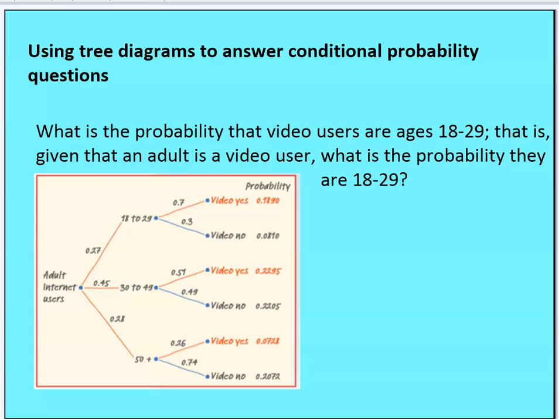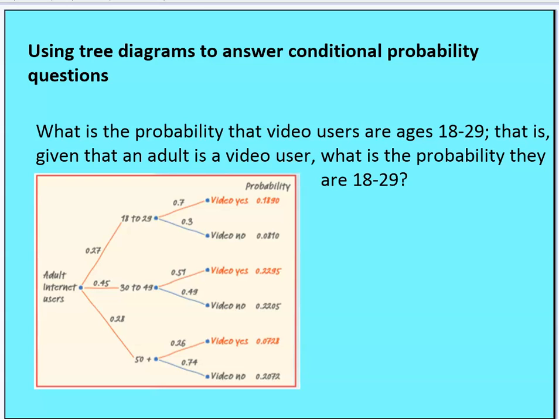Okay, last part of our discussion, we want to use tree diagrams to answer conditional probability questions. So we're back to our adult internet users example, and then whether or not they also do video sharing. So here's a tree diagram that's already set up, and we want to find out, given an adult is a video user, what's the probability that they are between 18 and 29.